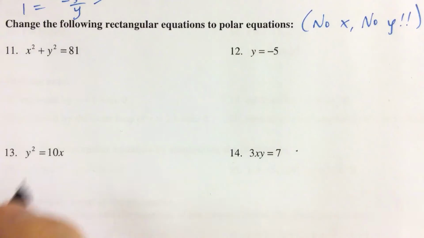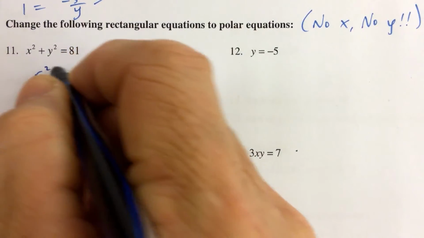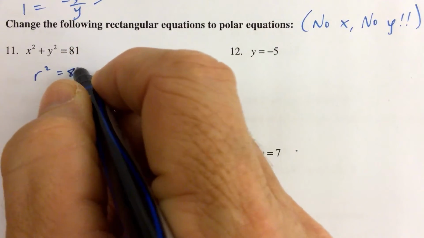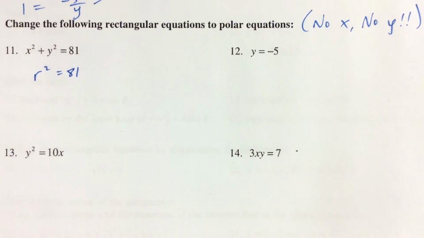X squared plus y squared equals 81. X squared plus y squared is the same as r squared, so we can leave that alone. R squared is equal to 81. We can either leave it, so let me back up. When we convert to polar, we want to keep either an r by itself on one side, or just an r squared on one side. Either one would be fine.